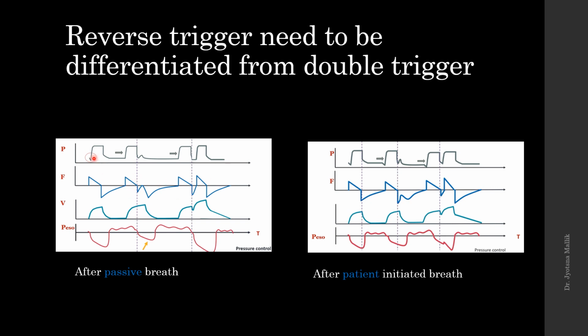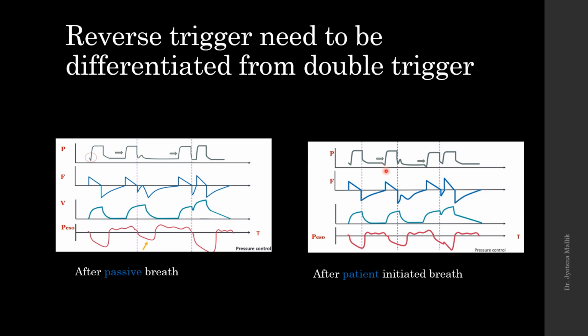This is reverse trigger. This is a passive breath. After that, as the ventilator is trying to exhale, a second breath has been triggered because of the stretching of the receptors in the diaphragm because of its over distension.